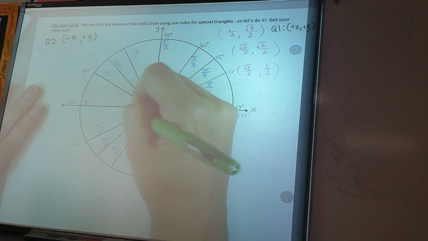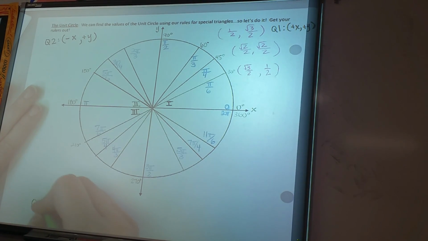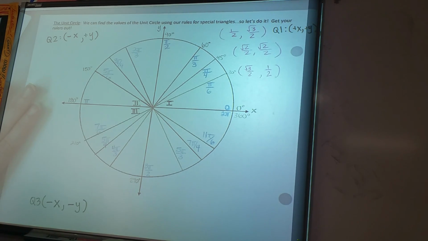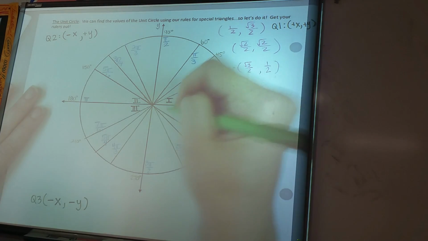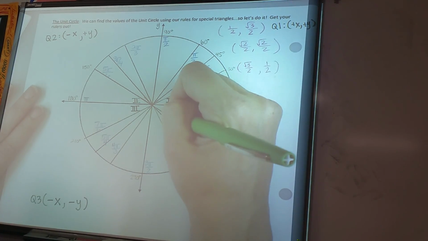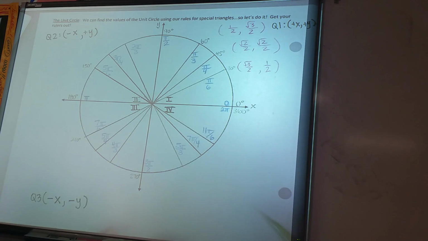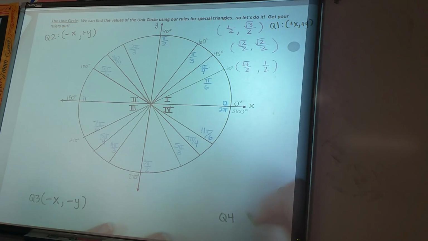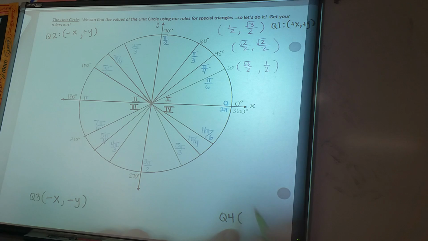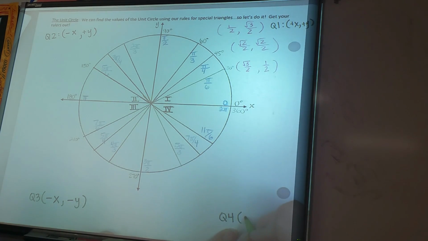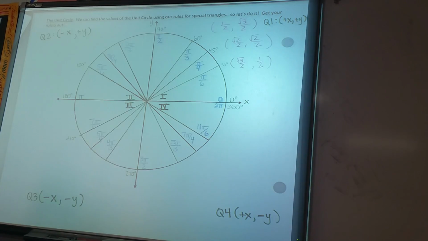Right, and then quadrant 3 is right below that. So for quadrant 3, my x value is negative because I'm going to the left, and my y is negative because I'm going down. And then my last quadrant is quadrant 4. Okay, and then quadrant 4, I'm on the positive side of the x-axis, on the right side, and then I'm going down, which is going to be negative for y.